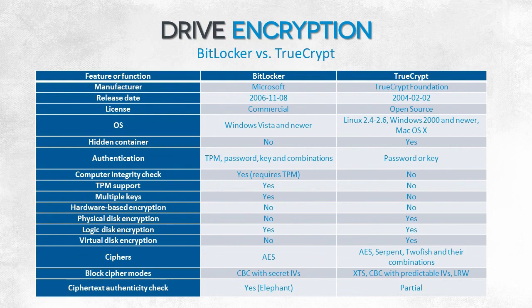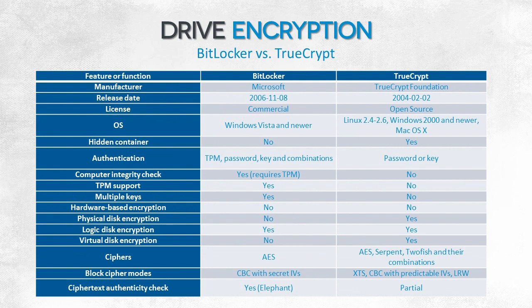Neither of the two programs enables hardware-based encryption. Only TrueCrypt allows the encryption of a physical disk in the lower layer. BitLocker encrypts all partitions, but not all of the physical disks. Partitions can also be encrypted with TrueCrypt. Encryption of virtual disks is characteristic of TrueCrypt.